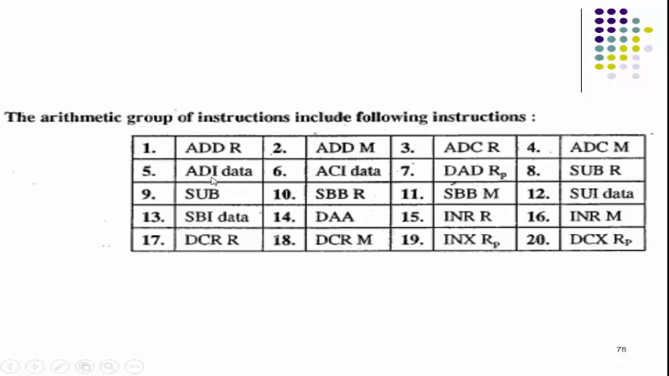ADI indicates immediate addressing mode: add the specified data immediately to the accumulator and store the result in the accumulator itself. ACI means accumulator plus carry flag bit plus immediate data. DAD means double addition. SUB mnemonic indicates subtraction, that is accumulator content minus specified register content. The subtraction in 8085 microprocessor is performed by using the 2's complement method.